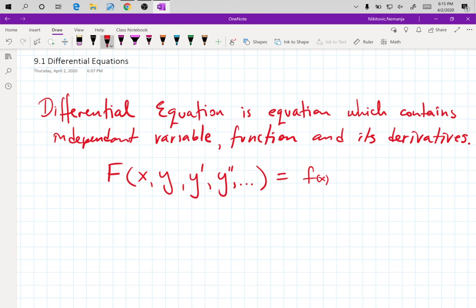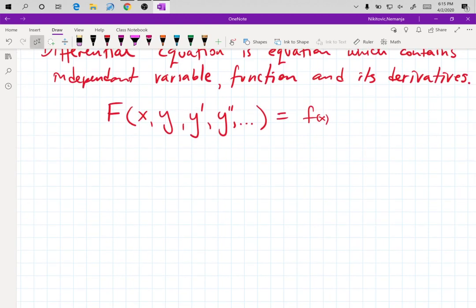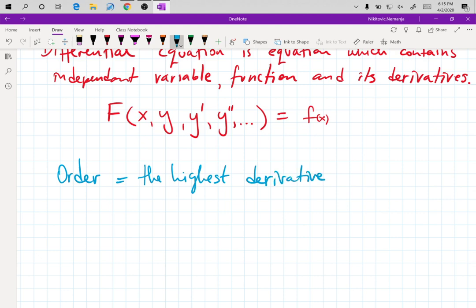Now, there are a couple of things that you guys need to know before we go and start solving problems. The first thing is that a differential equation has the order, and that refers to the highest derivative present in the equation. So when we say order, that means highest derivative present.